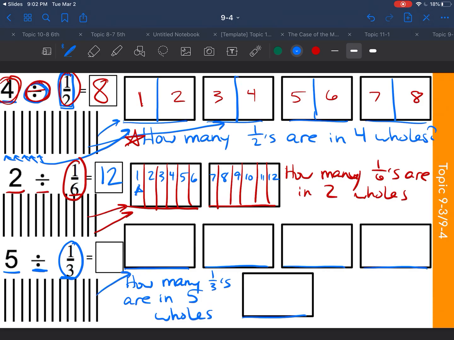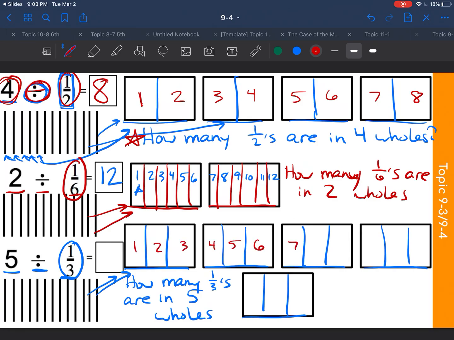Okay, so drag over those bars so that each rectangle is split into thirds. So thirds here, thirds, thirds, thirds, thirds. So now we can answer the question, how many thirds are there in 5 holes? So count up all those thirds and see how many you get. 1, 2, 3, 4, 5, 6, 7, 8, 9, 10, 11, 12, 13, 14, 15. So there are 15 thirds in 5 wholes.